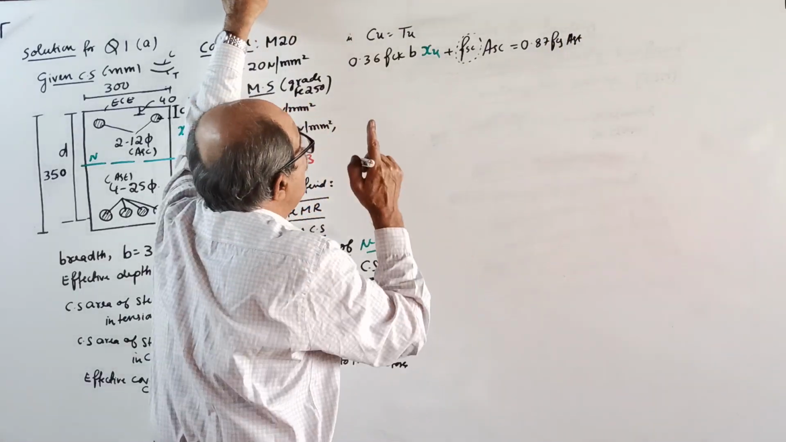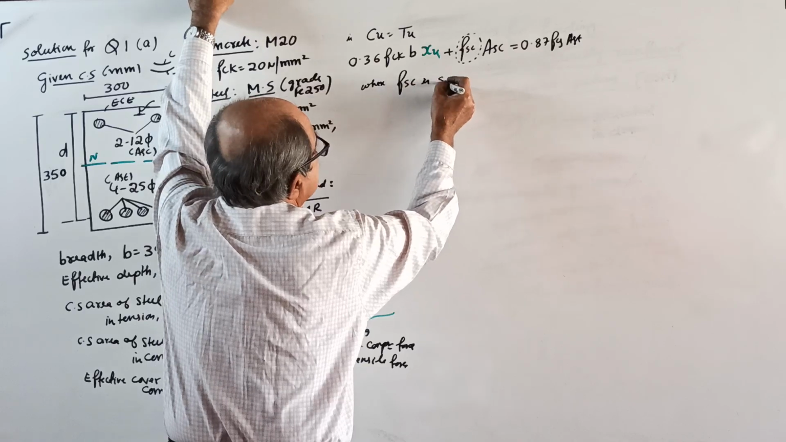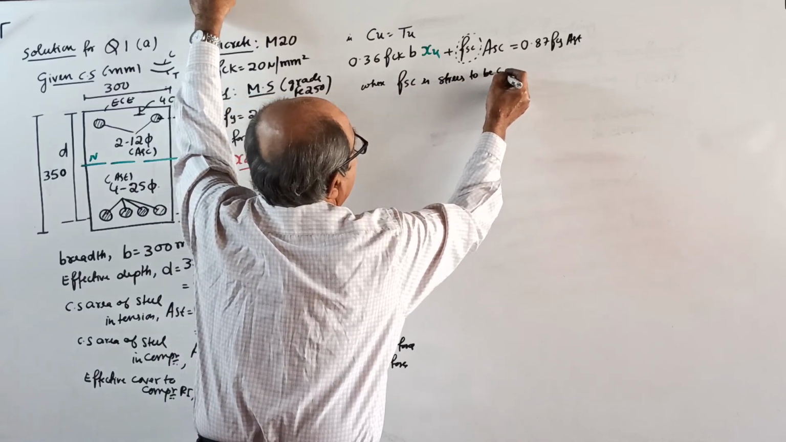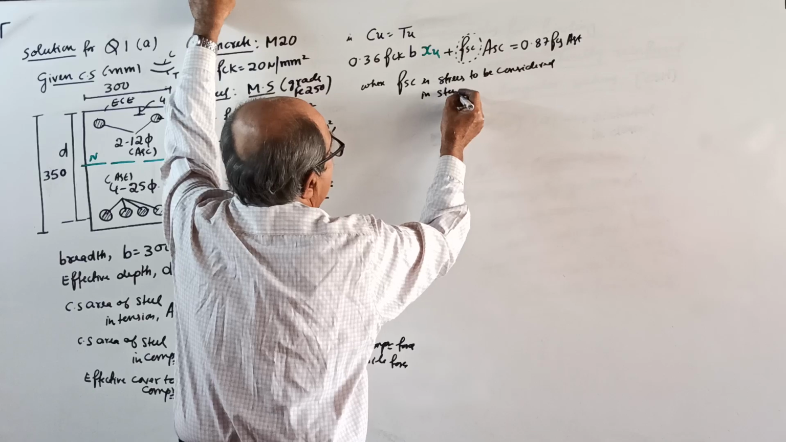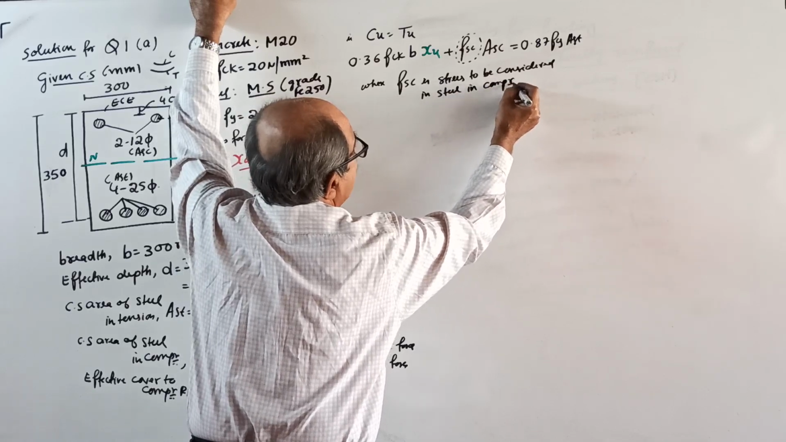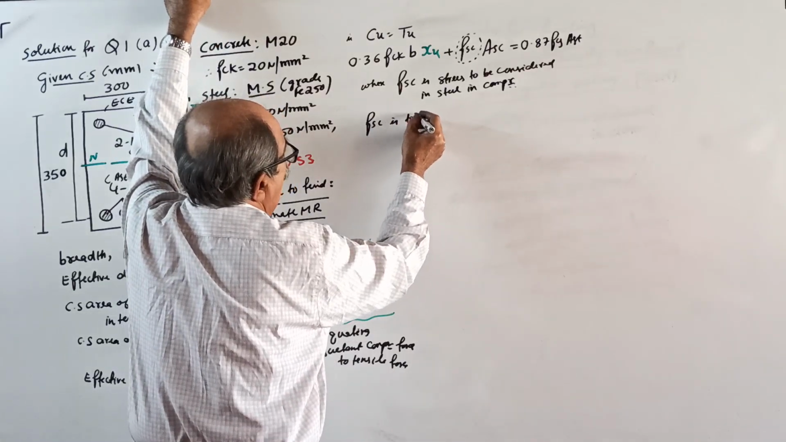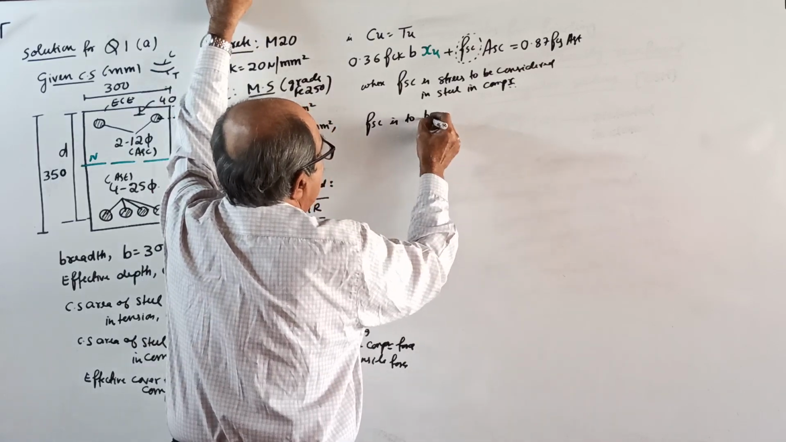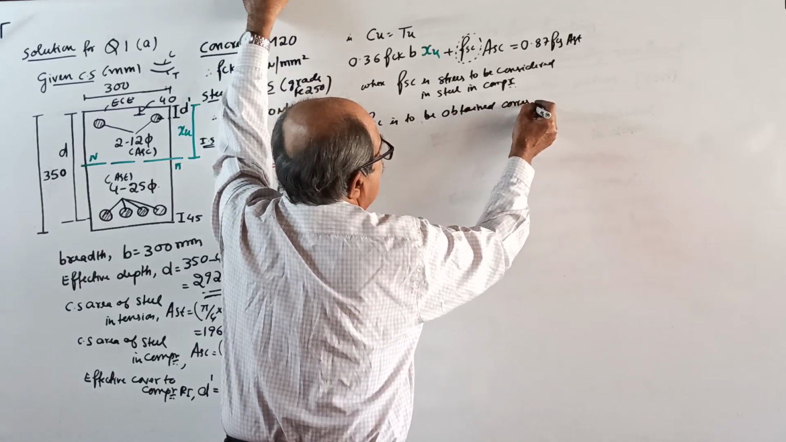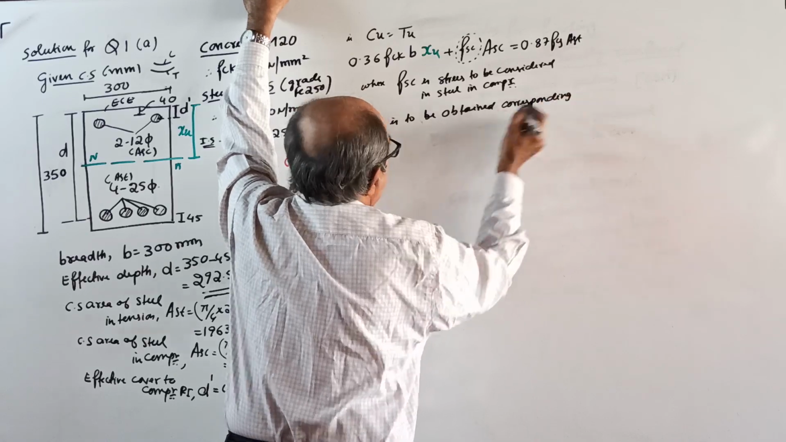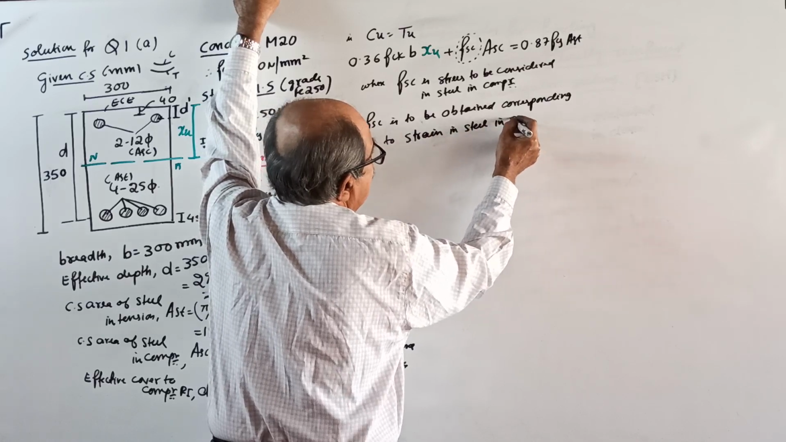Now, one statement you have to always write: what is fsc. Where, right here, fsc is the stress to be considered in steel in compression, or in compression reinforcement, whatever you want. Okay, right here. Further statement: fsc is to be obtained corresponding to the strain in steel in compression.